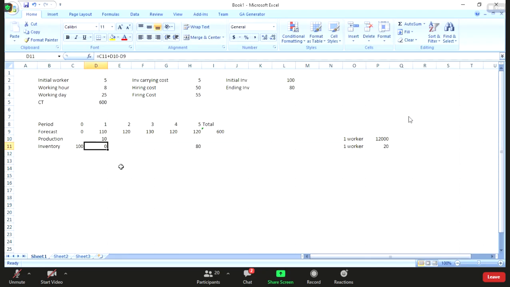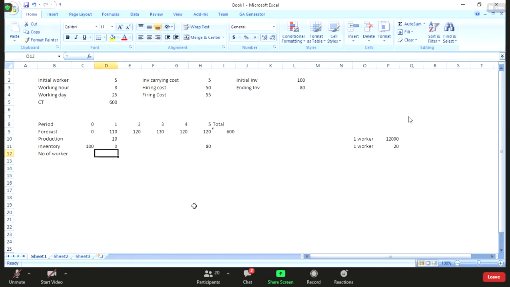Okay, so then here we can add number of worker, because one worker can produce 20 units. Since our production is only 10 units, it means that we need only one worker.